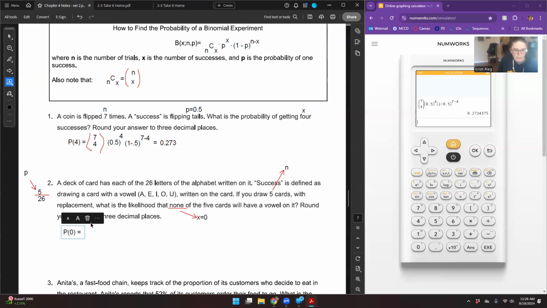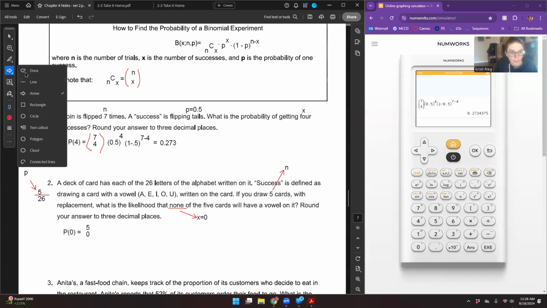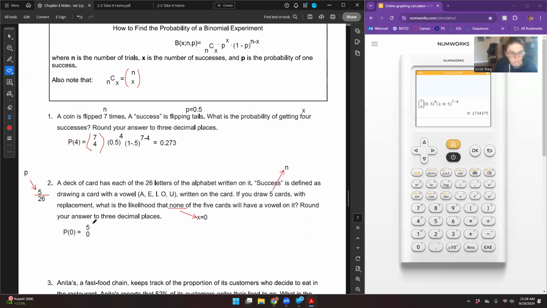Okay, so we have the probability of 0 would be 5 choose 0. So 5 cards, choosing 0 of them to have vowels. And so I'm going to put my giant parentheses around. They're looking worse and worse. Giant parentheses. Okay. And then we have 5 out of 26 is our probability of success. That's a fraction, so I'm going to draw my fraction bar under it.